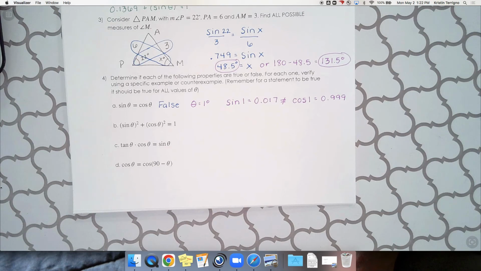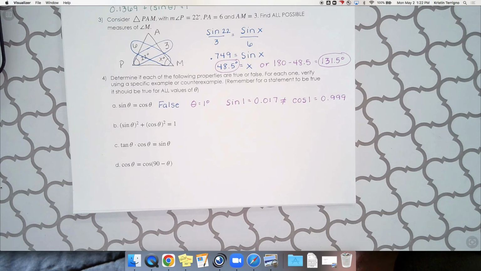If it is true, I still want you to plug numbers in and just justify that it's true. So like, for example, I'll tell you this one. This is that Pythagorean identity we were talking about above. So just pick a theta and plug it in and show me like, hey, when I do this math, it equals 1, okay?